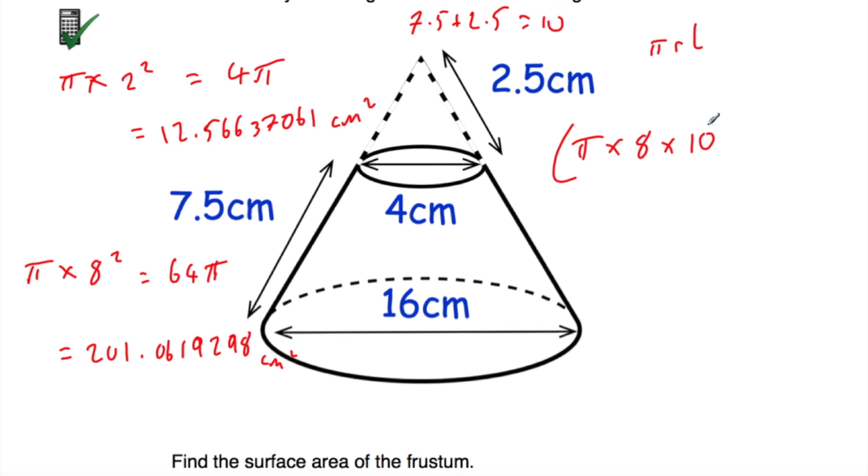So that's going to be 80 pi when we work that out. And then we're going to take away the curved surface area of this cone. So we're going to find the area of that curved face of the cone.